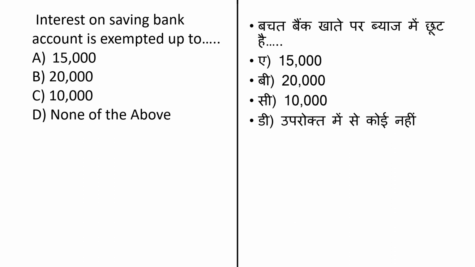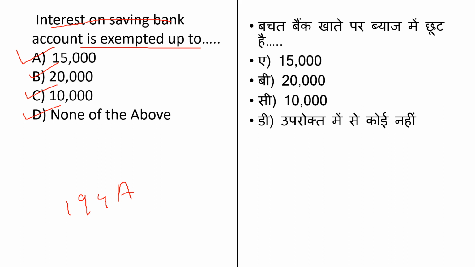The next question is: interest on the savings bank account is exempted up to. In this question, they ask about the exemption of interest on the savings bank account, and the options given are 15,000, 20,000, 10,000, and none of the above. The interest earned on a savings account is exempted from TDS under section 194A of the Income Tax Act, that is, no TDS is deducted on interest from the savings account.